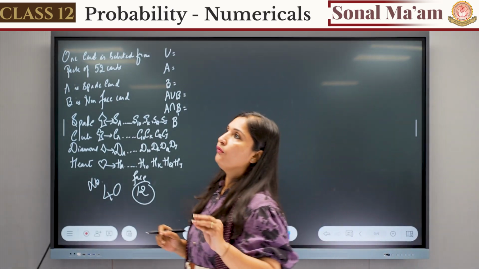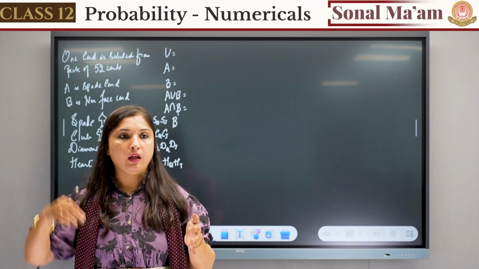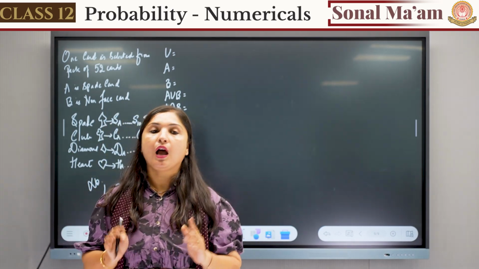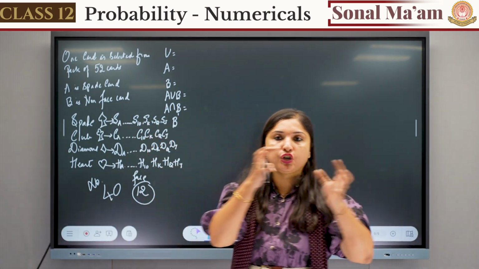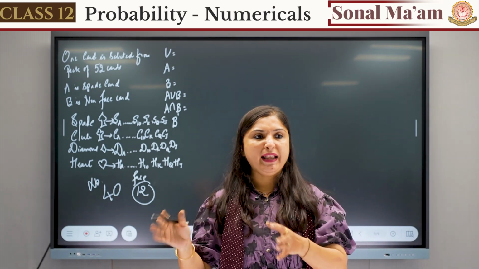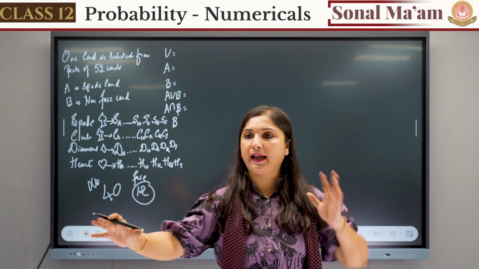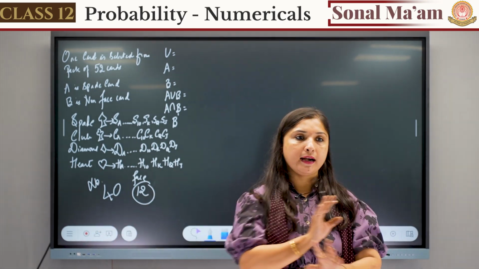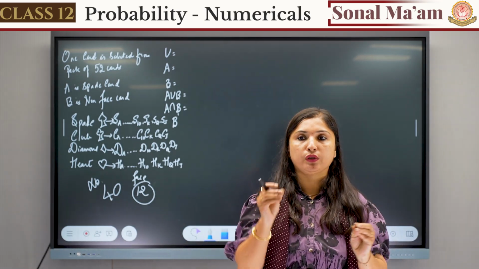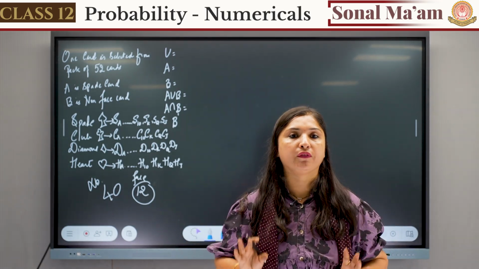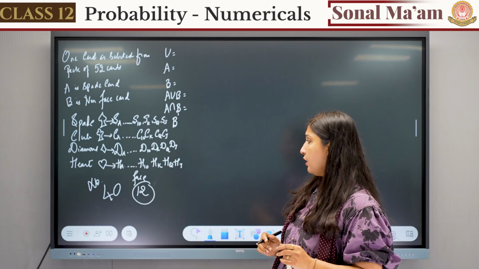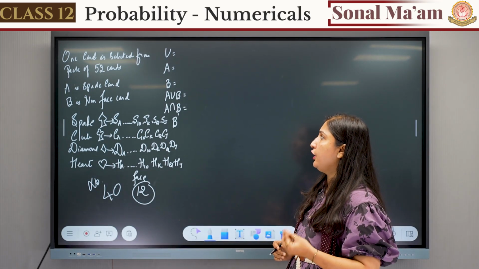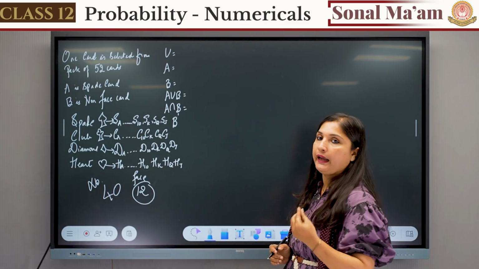Now tell me, we have two colors. We have red color and we have black color. How many cards we have in each color? 26. We have 26 black cards and we have 26 red cards. This concept has to be cleared so that we can solve the problem whatever is given to you. Okay, fine. The first thing was given to you. You have to find U.